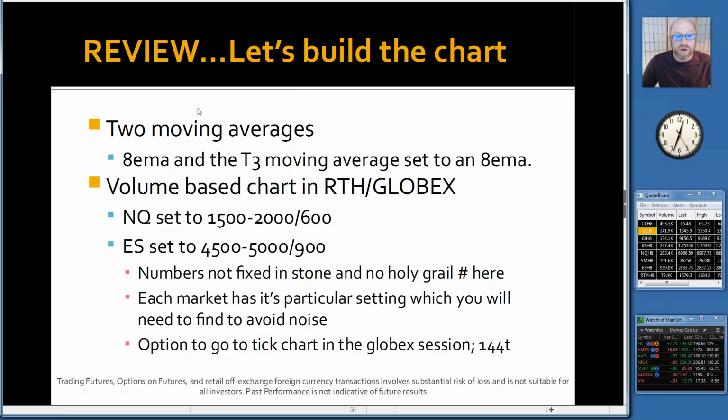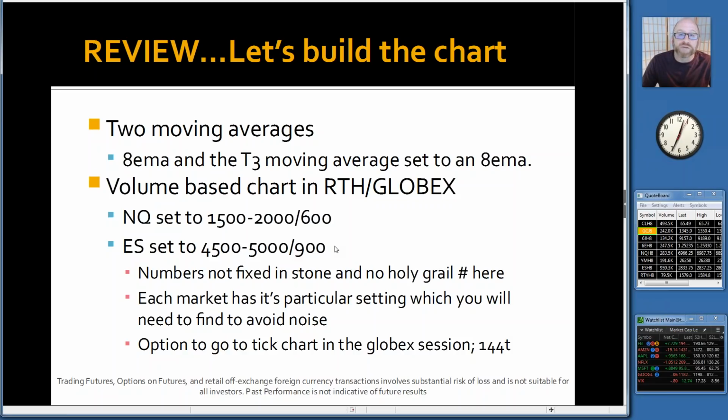All right, so what did we do? We put an 8 exponential, we put a T3 moving average set to an 8 EMA. That's the first part. The volume-based chart in regular trading hours on the NQ is anywhere set to that 1500 to 2000 setting. If you're going to trade the Globex setting, you might want to take a look at maybe a 600 or a 750. Obviously, you're going to want to drop that down. More shares less shares are traded at night, so that's not something you would want, obviously, to be at a higher number for. And the ES, we'd say a range between 45 to 5,000 with an overnight number around 900.